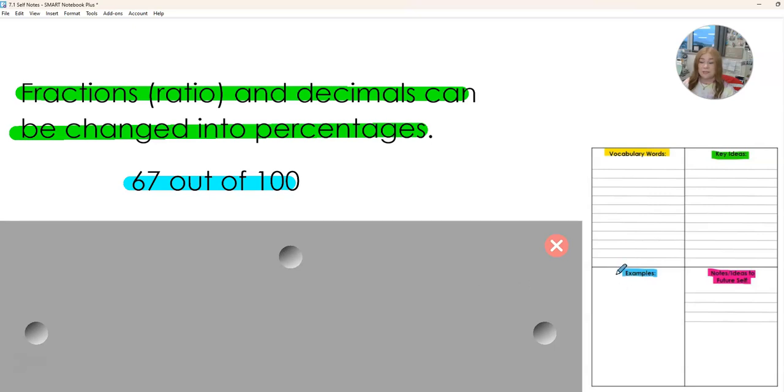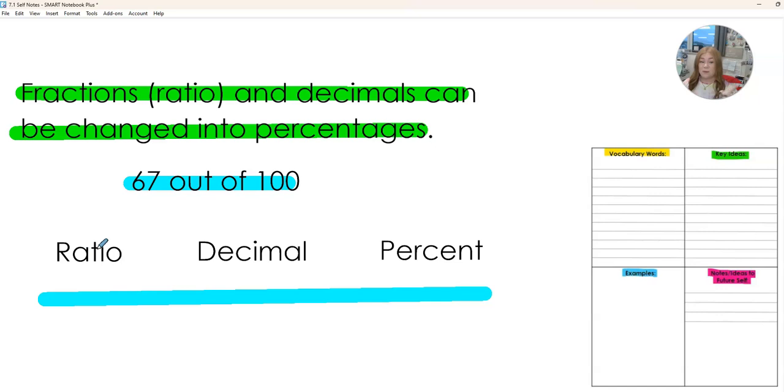So we're going to do a few examples here. We're going to do 3 actually, after this one. If you need more room, you're always welcome to write in the future self box as well. So our first example is going to be 67 out of 100. We're going to write the ratio, the decimal, and the percent. So a ratio is a fraction. So we're going to write that 67 out of 100.